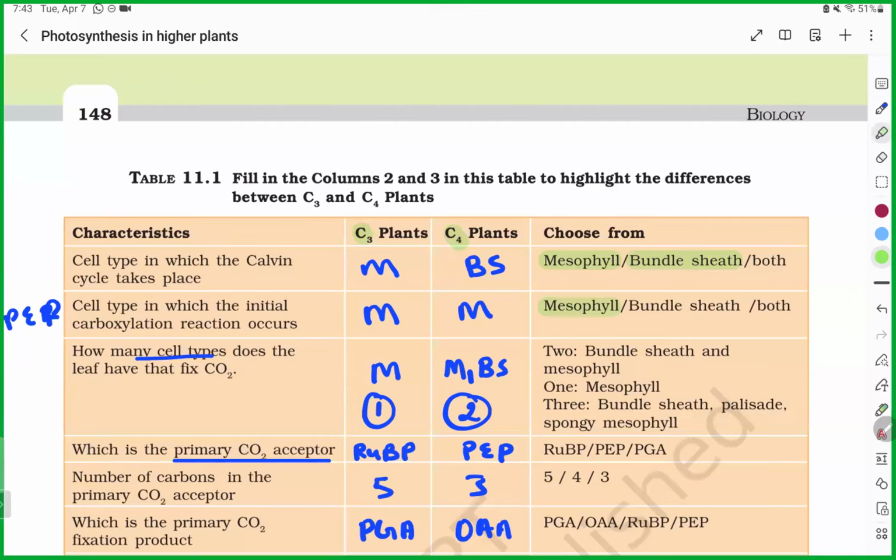Sir, can I come back in 2 minutes? Okay. Then Aditya, how many cells? Can you explain this again?